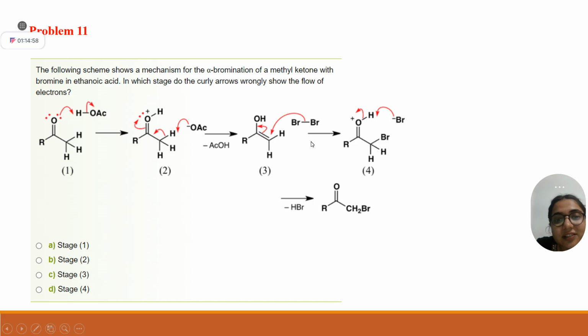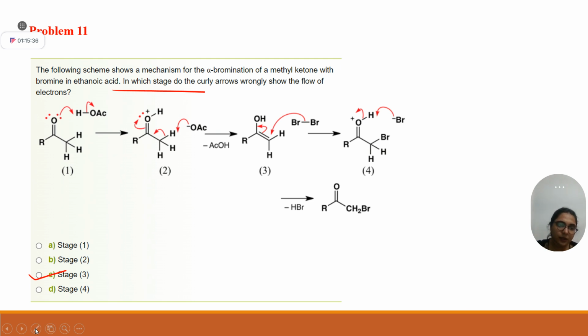But if you look at structure number 3, instead of going like this, it is going in the reverse way. Yes or no? Negative charge is going on to the carbon having OH. This carbon is already occupied with OH lone pair, and now again negative charge will come here, right? So option number 3 will be wrong. They are asking in which stage do the curly arrows show wrong flow of electrons. So the correct answer will be C. Yes or no? Are you with me? Yes, ma'am.